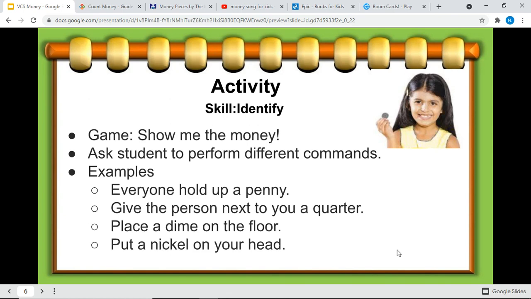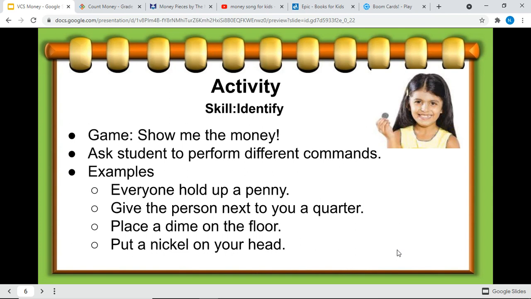An activity. You can play a game called Show Me the Money. You can ask students to perform different commands such as, everyone, hold up the penny. And you can walk around the physical classroom to make sure everybody holds up the penny. Or in your Google Classroom or virtually, you can have them hold it up to the screen so that you can see it. You could also ask them to give the person next to you a quarter.